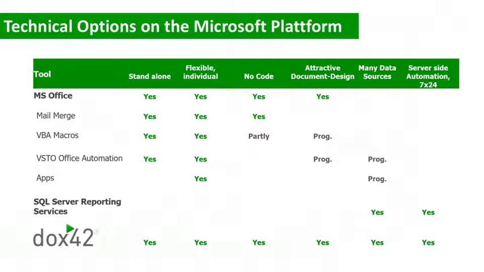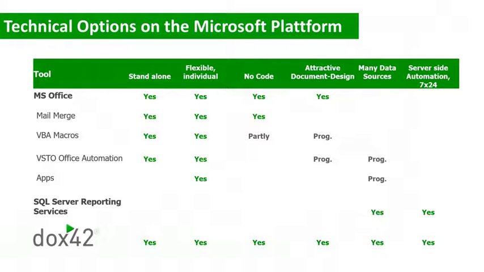To run server-side automation out of the box, the Microsoft platform, SQL Server Reporting Services, is the way to go. That's why it is integrated in Microsoft Dynamics AX and Microsoft Dynamics NAV for document creation. You can use as many data sources, you can run it on a server, it's great, but doing attractive document design with SQL Server Reporting Services is a really hard thing to do. It's not no code. You have to do programming for that. Flexibility and custom individual documents are really hard to create with SQL Server Reporting Services.